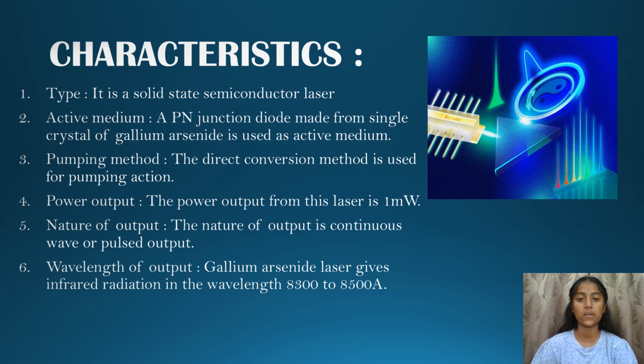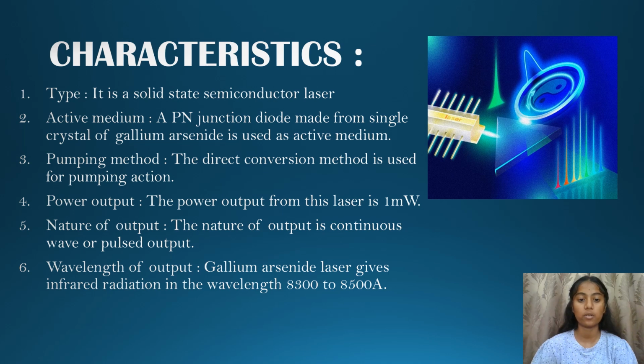Now we will learn about the characteristics. The characteristics are type, active medium, pumping method, power output, nature of output, and wavelength of output. Coming to the type, it is a solid state semiconductor laser. Active medium: a p-n junction diode made from a single crystal of gallium arsenide is used as the active medium. Pumping method: the direct conversion method is used for pumping action. The power output from this laser is 1 milliwatt.